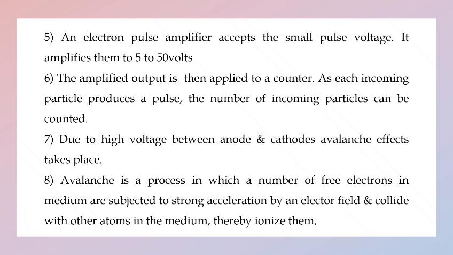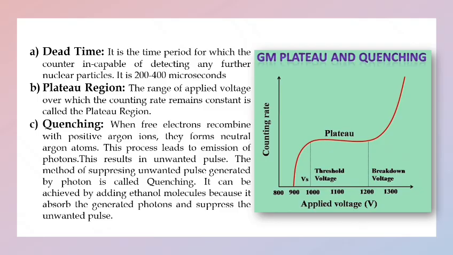Due to high voltage between anode and cathode, avalanche effect takes place. An avalanche is a process in which a number of free electrons in a medium is subjected to a strong acceleration by an electric field and collide with other atoms in the medium, and thereby ionization takes place. There are three main concepts in the working of GM counter, that is dead time, plateau region and quenching.